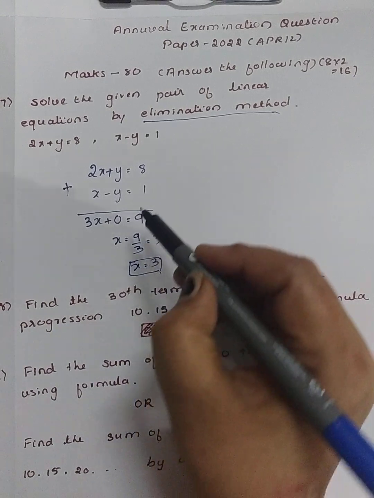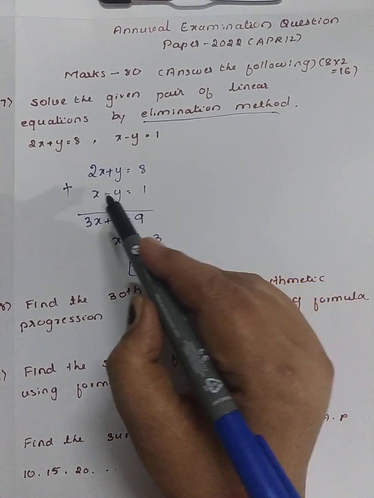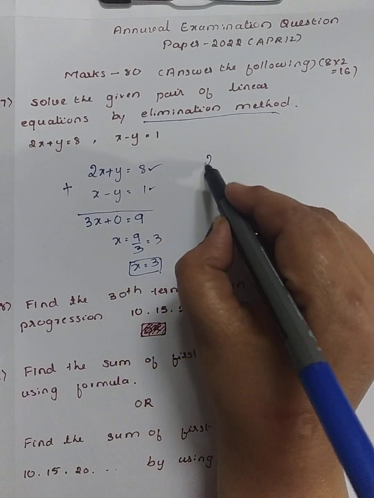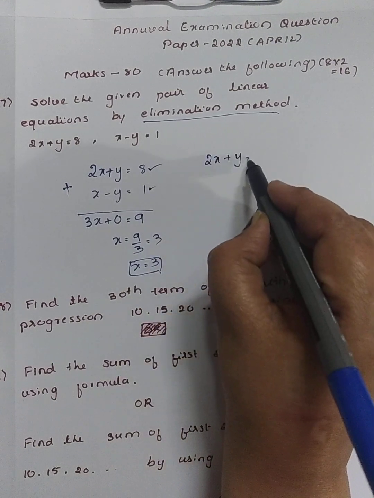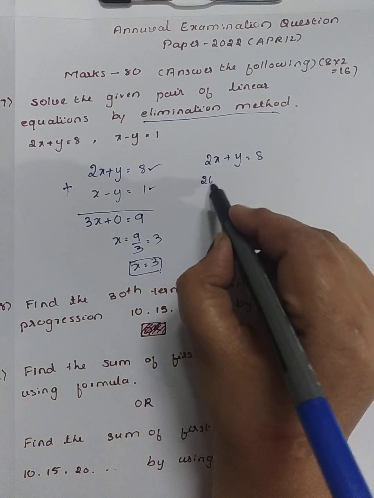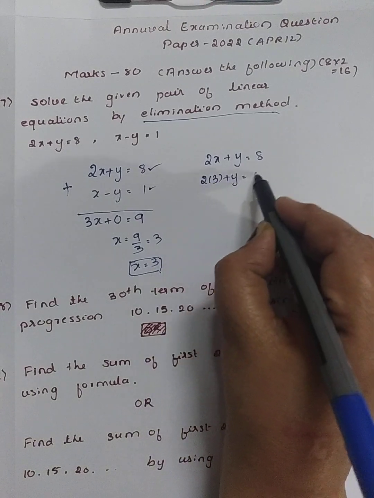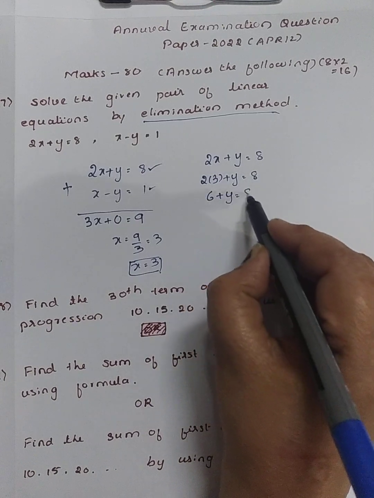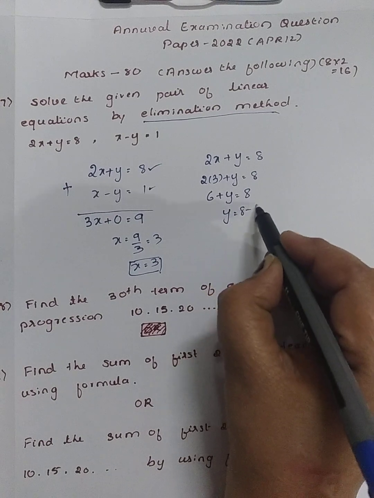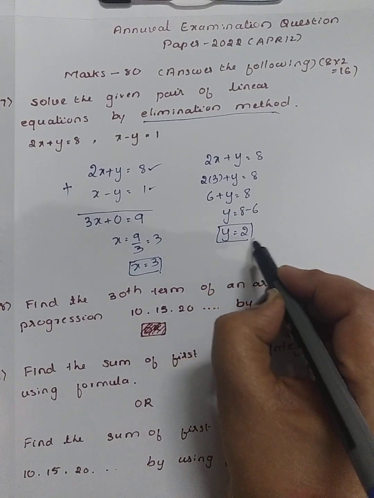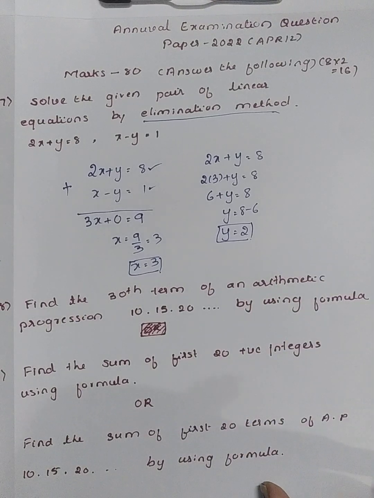Now the next step is to find the y value. Substitute in any equation, either this or this, that is 2x plus y equal to 8. The x value is 3, so 2 into 3 plus y equal to 8, 6 plus y equal to 8, y equal to 8 minus 6, that is y equal to 2. So the values of x and y are 3 and 2.